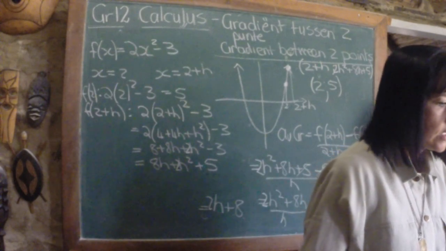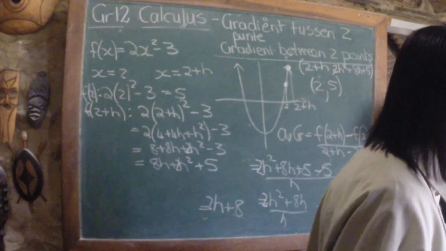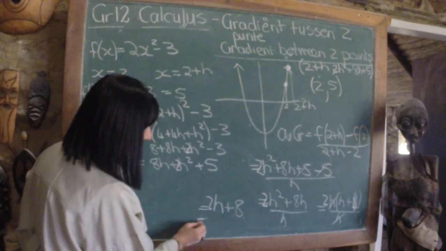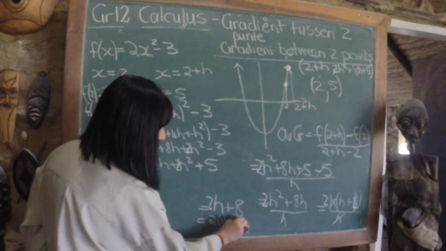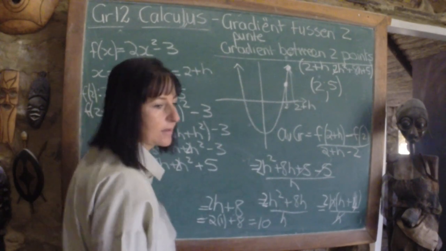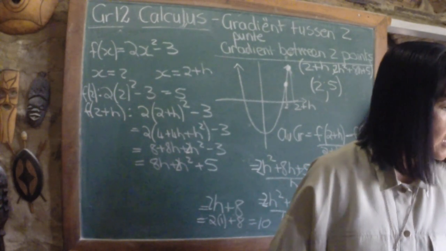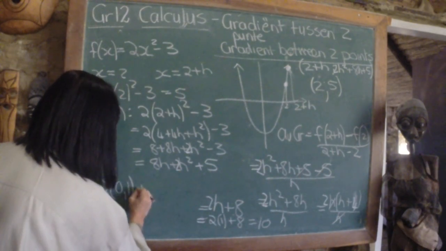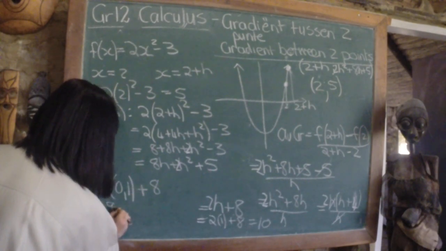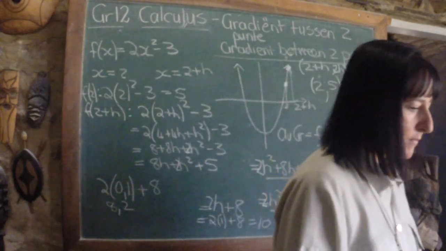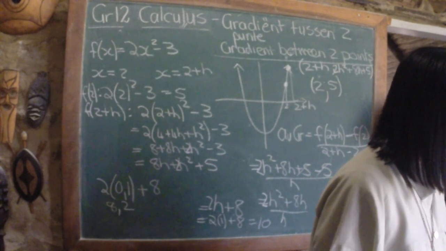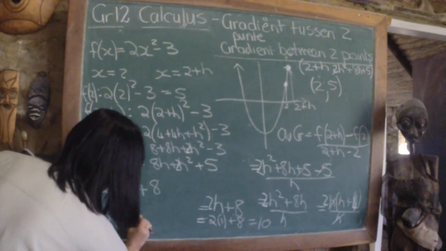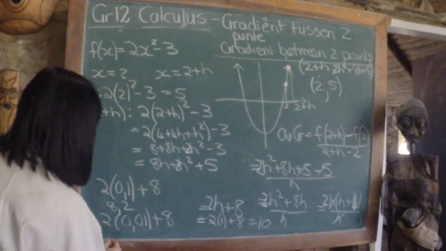En nou is die vraag, wat is die gemiddelde gradient as h gelyk is aan 1? The average gradient when h equals 1, then you substitute. So when h equals 1, the average gradient equals 10. Wat is die gemiddelde gradiënt as h 0,1 is? Dan gaan ek net weer in h se plek 0,1 instel. Dit gee vir my 8,2. Wat is die gemiddelde gradiënt as h 0,01 is? Then I'll substitute 0,01 into the place of h.